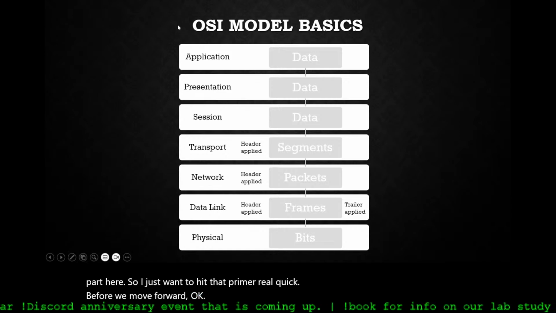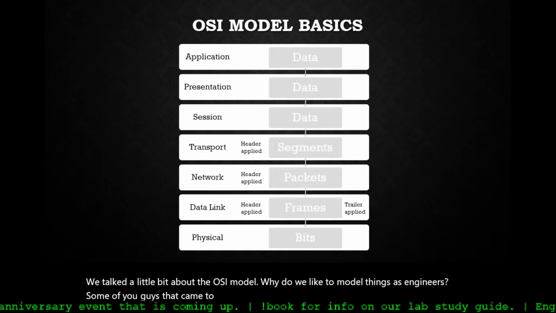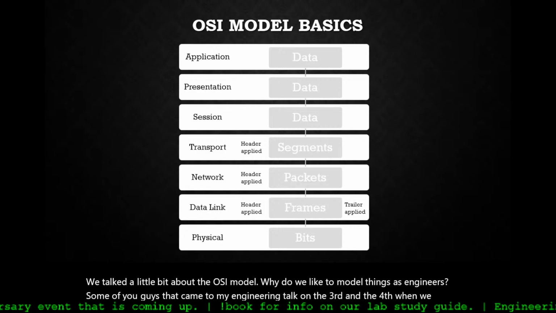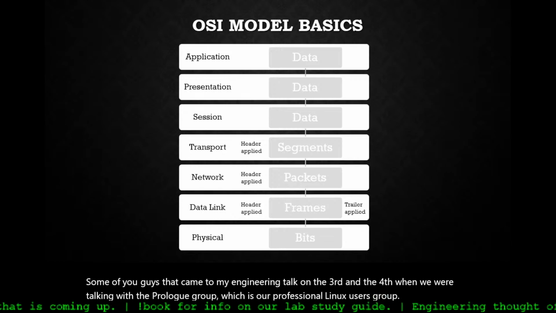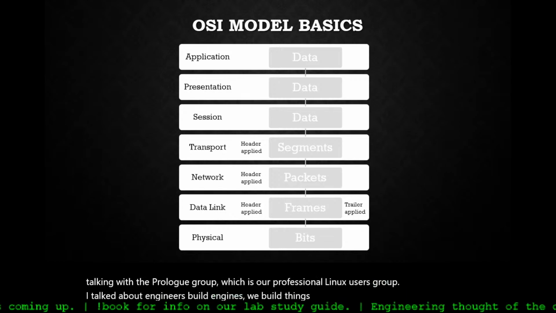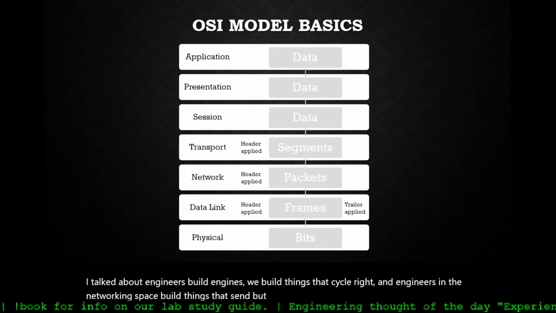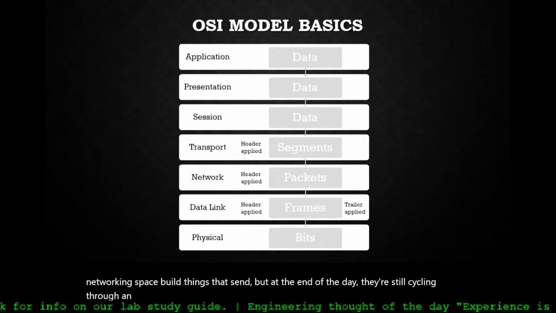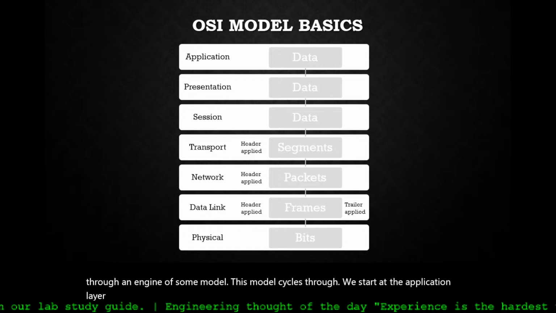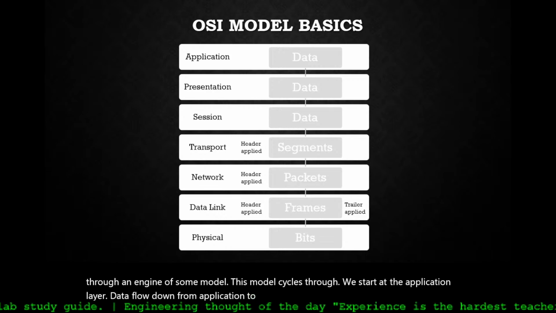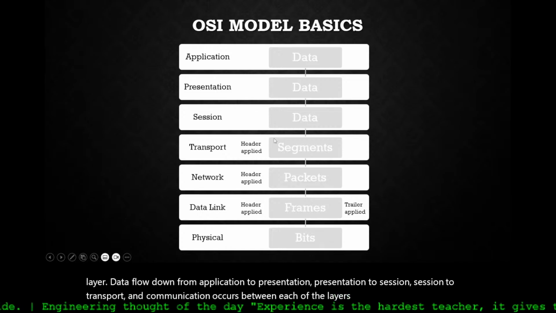We talked a little bit about the OSI model. Why do we like to model things as engineers? Some of you that came to my engineering talk on the 3rd and the 4th, with the ProLug group, our professional Linux users group, heard me say that engineers build engines. We build things that cycle. Engineers in the networking space build things that send, but at the end of the day, they're still cycling through an engine of some model. This model cycles through: we start at the application layer, data flows down from application to presentation, presentation to session, session to transport, and communication occurs between each of the layers as they interface up and below.